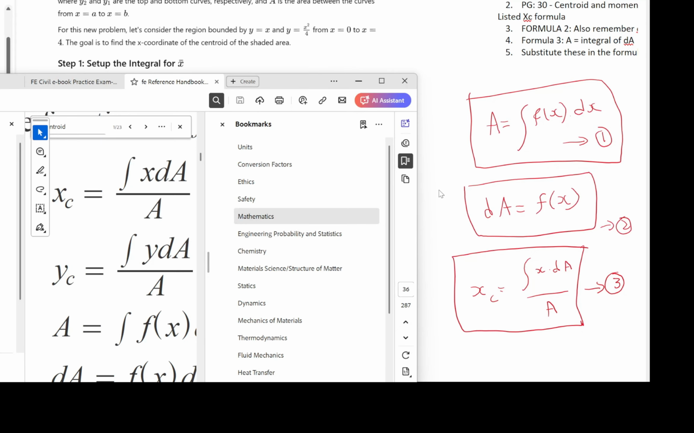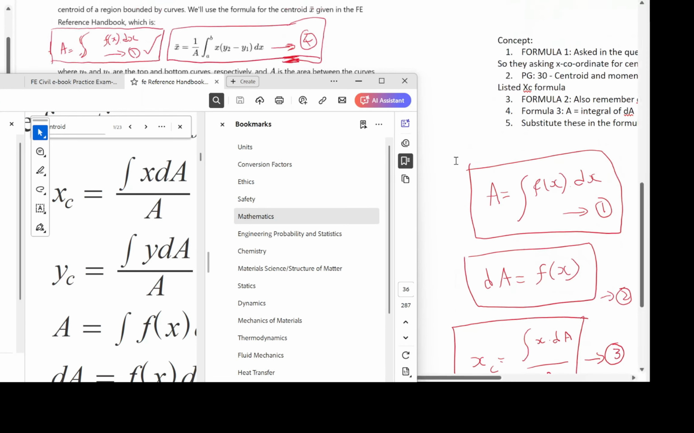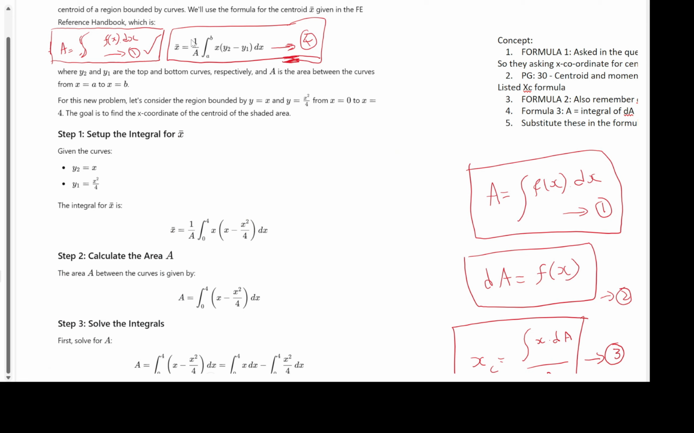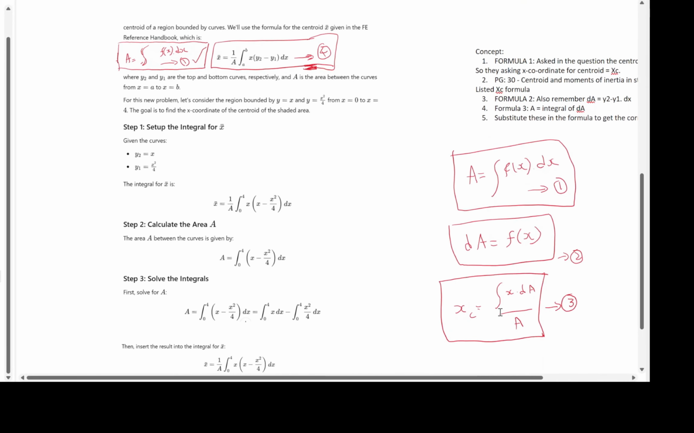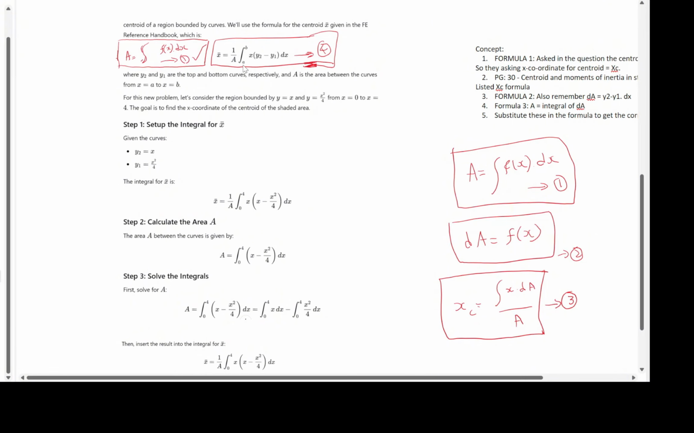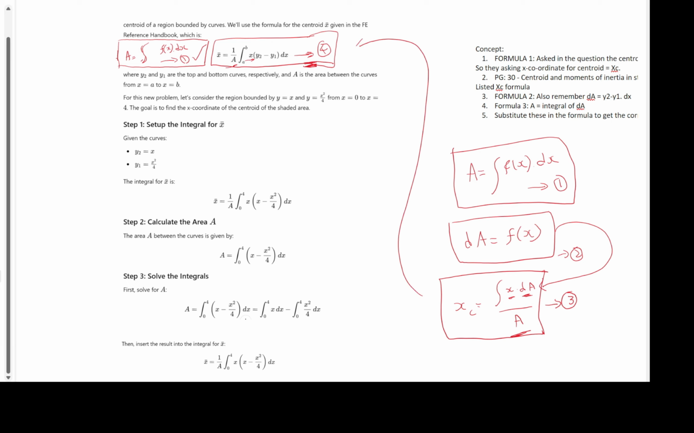Got it? Take your time and understand this properly. So I'm substituting equation number 2 in equation number 3 now. That is going to bring me xc is equal to 1 by a, the a over here is still there, integral of x times, x is also here, so dA is substituted by this. That's going to bring me y2 minus y1. Like I was telling you, this is the area of the shaded region between a line and a curve.